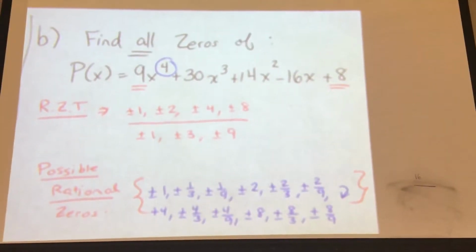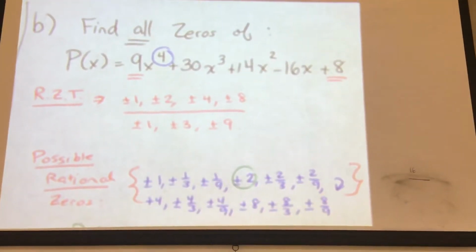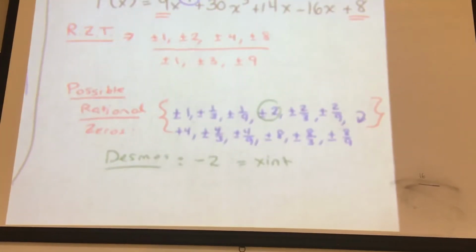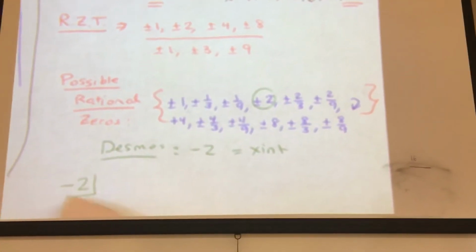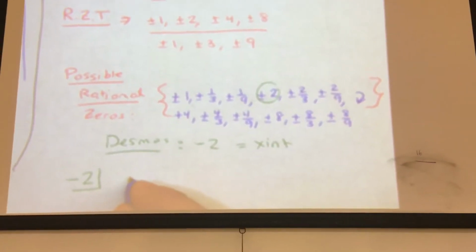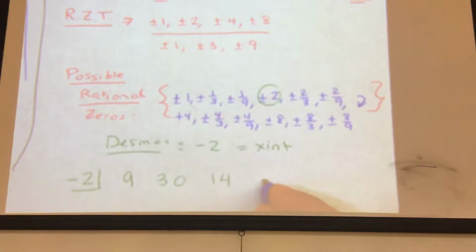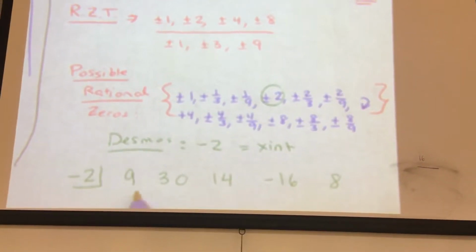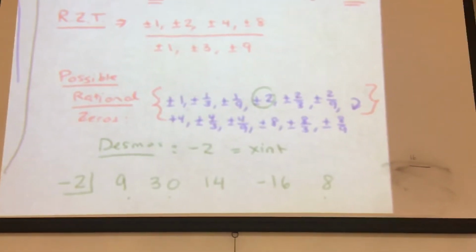So let's do that. We checked Desmos again, and this time we got -2 as an x-intercept. Can't see it, there it is. Since -2 is an x-intercept according to Desmos, let's check it with synthetic division, save some time. So this is going to be a 9, a 30, 14, -16, and 8. I didn't skip any terms, right? So that was the fourth power, third power, second power, first power, constant. So no zeros are needed there.